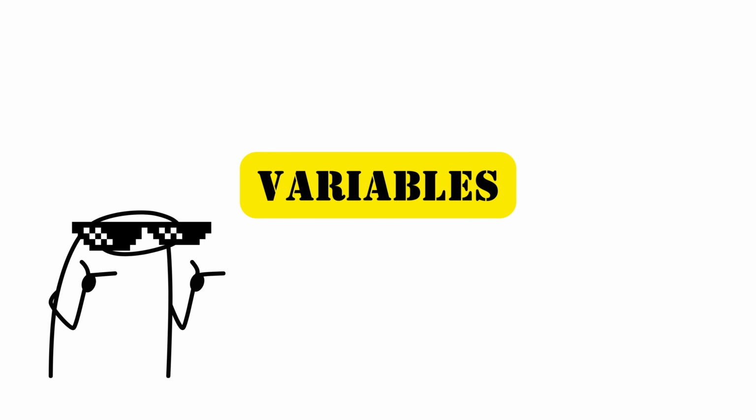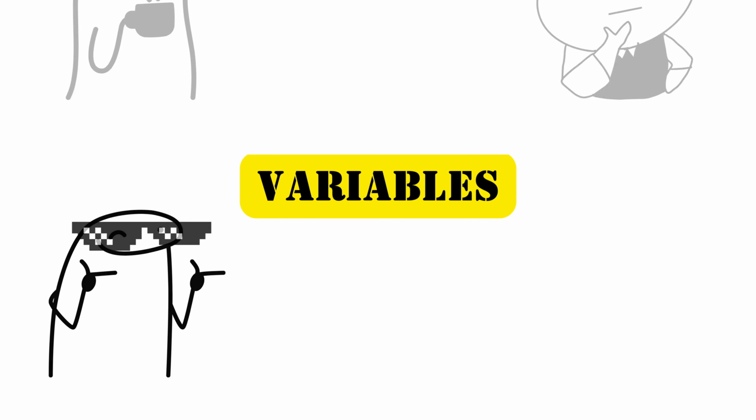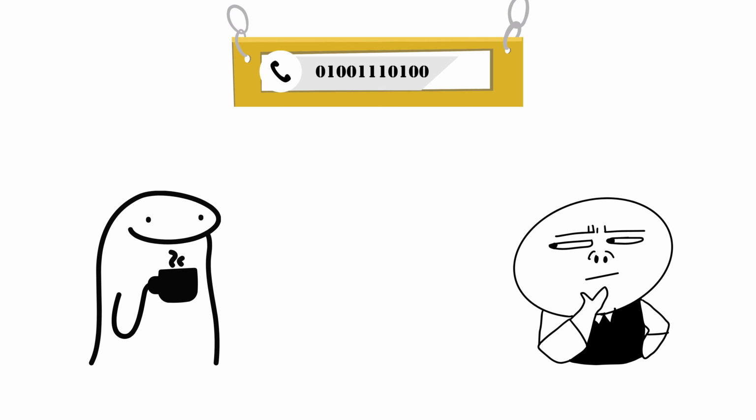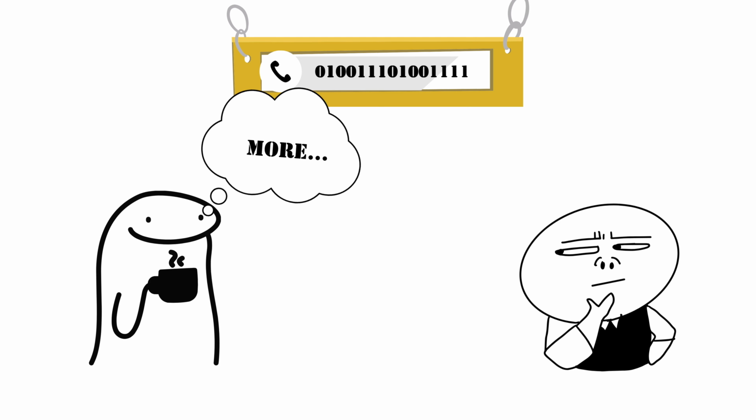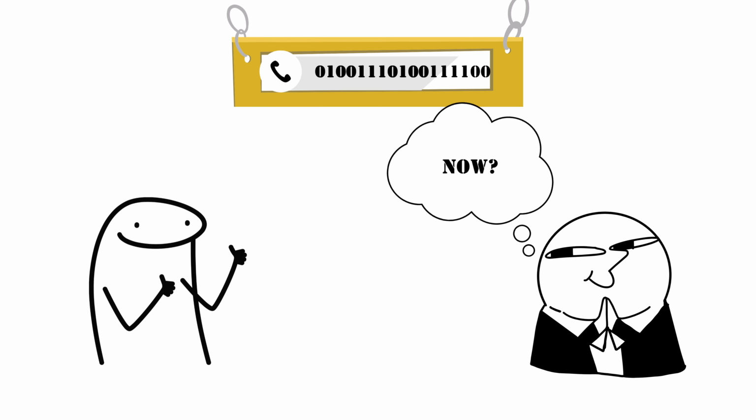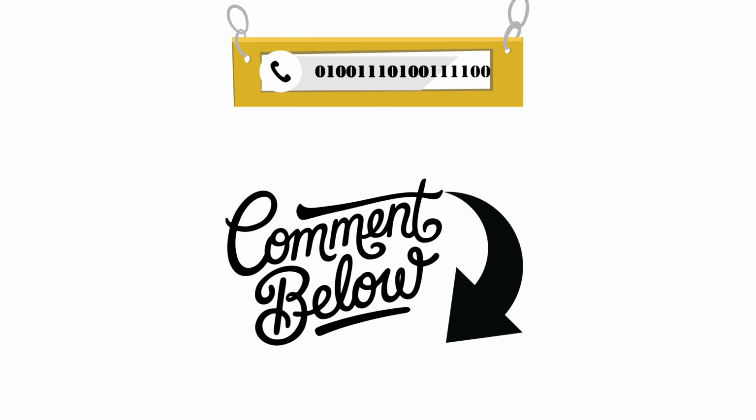Now you know Java variables inside out. Here's a challenge for you. Try declaring a long variable for a phone number and format it properly in Java. And I would love to hear from you. Comment below on how you would approach this problem.